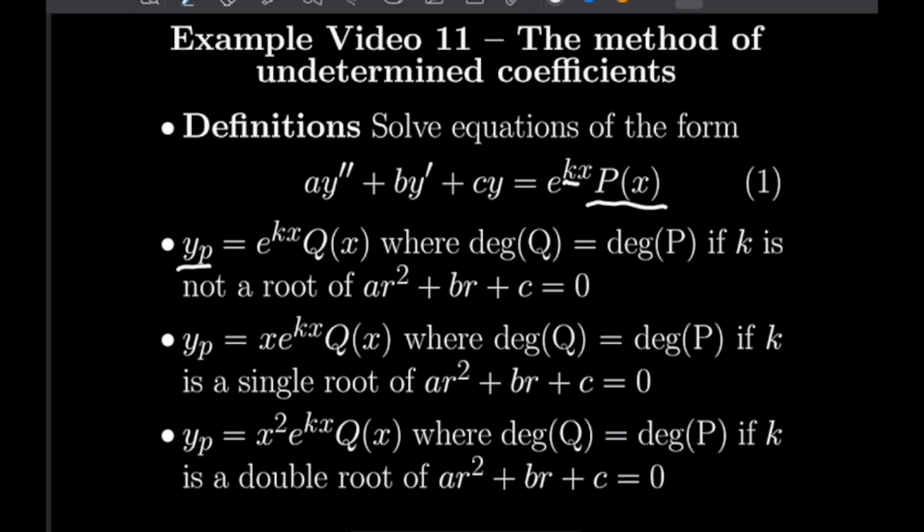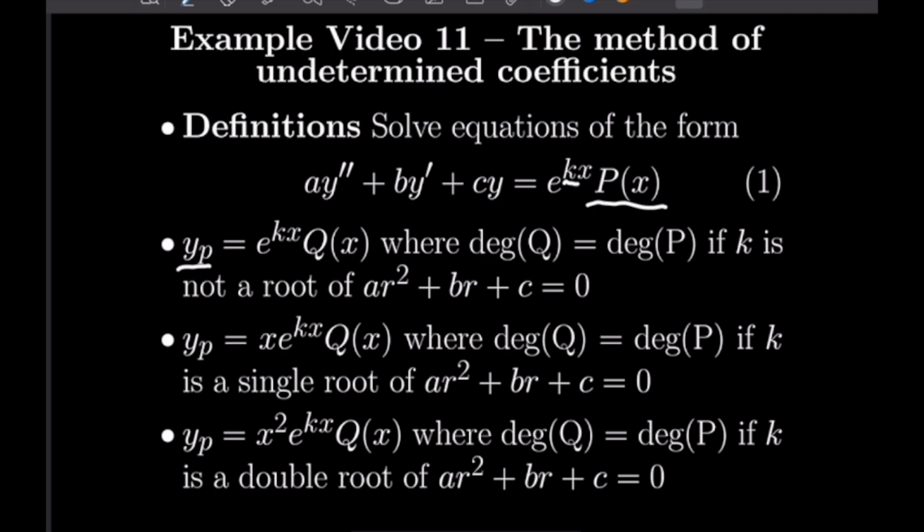The first case is if k is not a root of the characteristic polynomial ar² + br + c = 0. We talked about characteristic polynomials in the last video, but it shouldn't be hard to see how this is constructed. We take the coefficients of each of our terms in the above equation and equate them to a quadratic. So we're going to want to check our k against the roots of the characteristic polynomial, and then we will proceed with each of these cases.